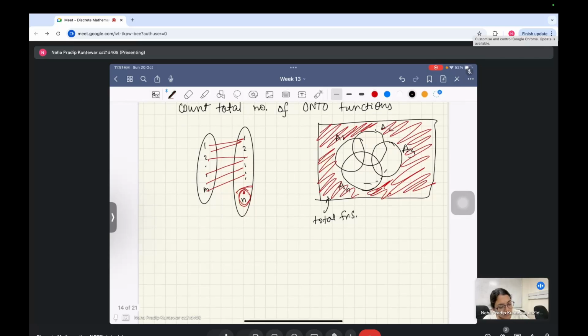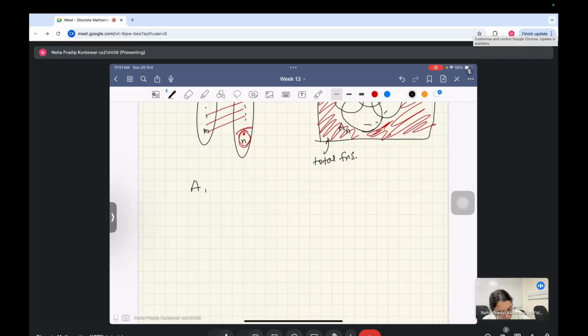So let me define AI more formally. So AI is the set of functions from A to B where element 1 is not covered.